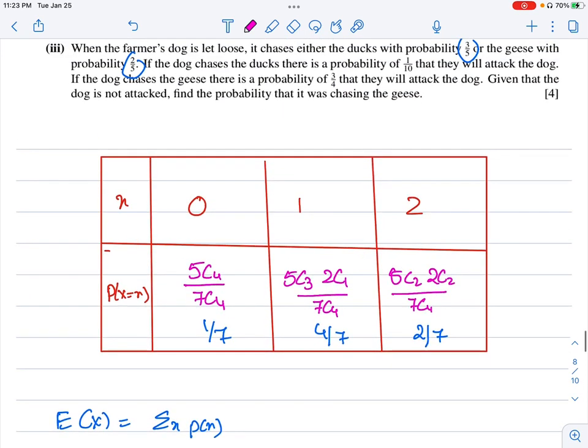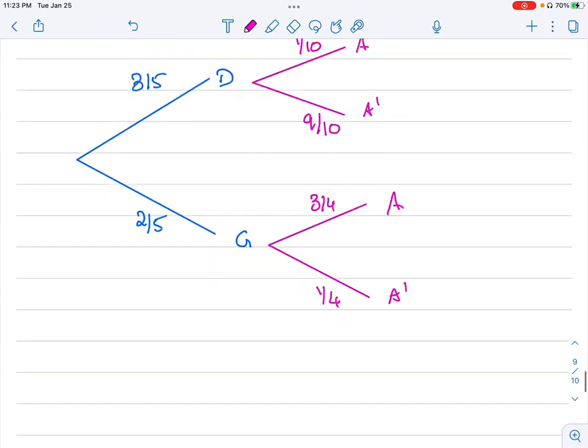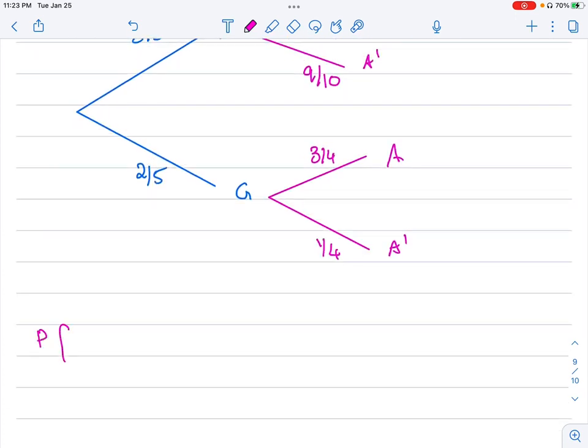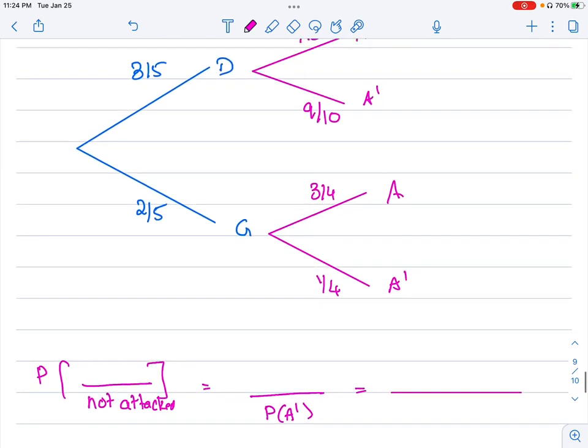What is he asking? Given that the dog is not attacked. So whenever we have a question like this, with "given that", write the denominator first: the probability of not attacked. So what is the probability of not attacked? It can either be from duck and not attacked, or it can be from geese and not attacked.